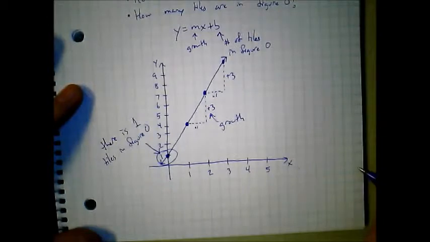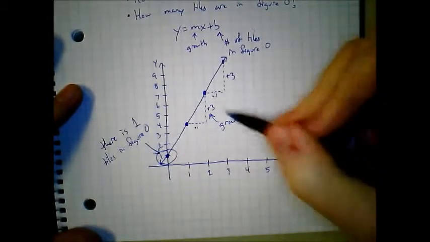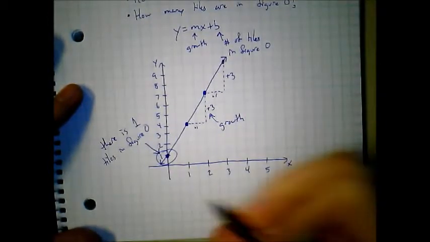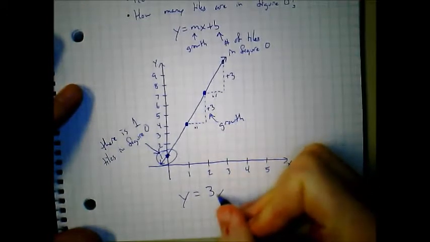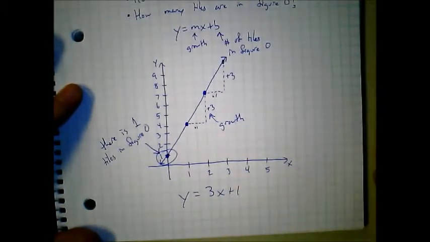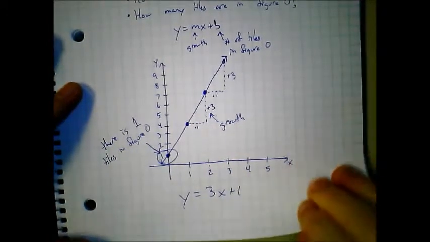So this is our growth. We have our growth, and we have the number of tiles in figure 0, so right away we say our rule is y equals 3x plus 1. That's it.